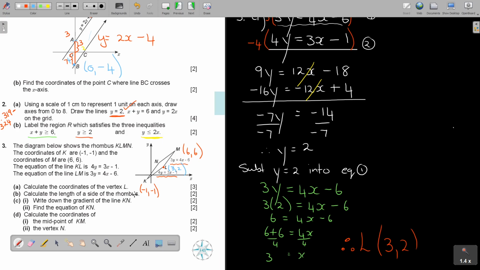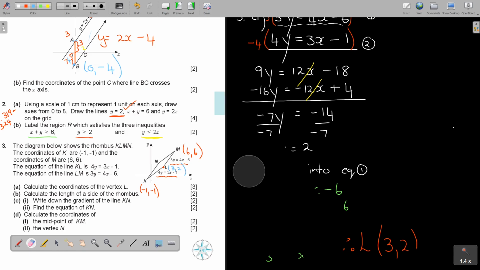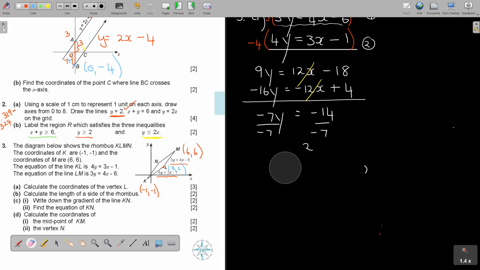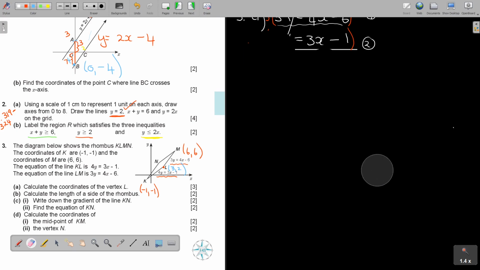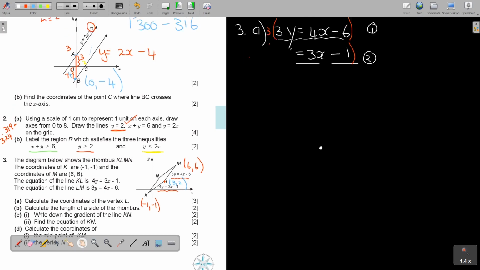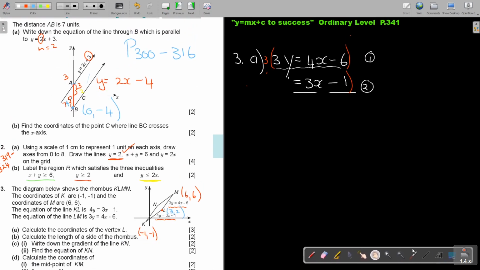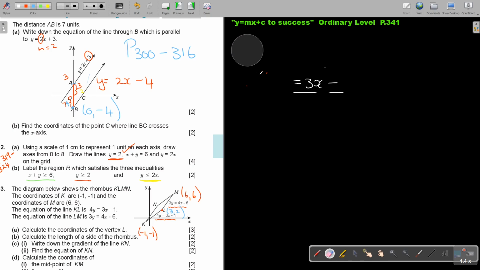Now I'm just saying, okay, so if this is now L, calculate the coordinate of L, of the vertex L. Okay, now I'm just going to make space because I was notifying it already. Take this back and I can see there. Okay, and now I'm just going to say, calculate the length of a side of the rhombus. Now all the sides are the same, because in a rhombus all sides are equal. So you just need 2 points. Doesn't matter which. So let's take K and let's take L.